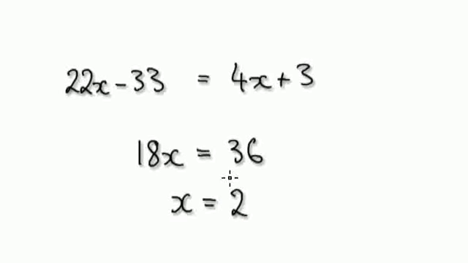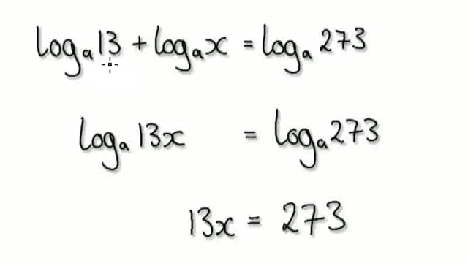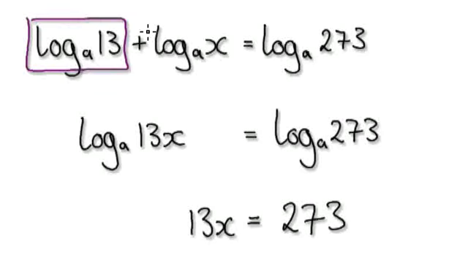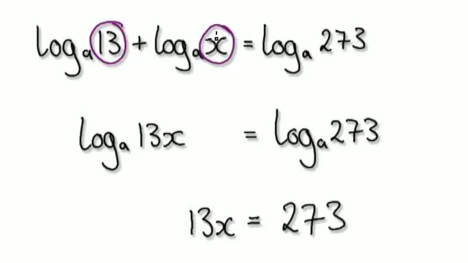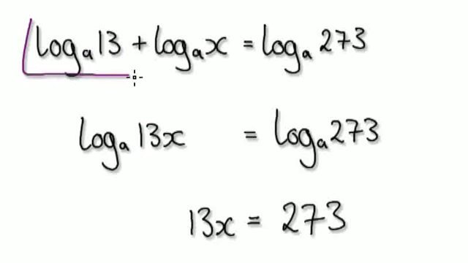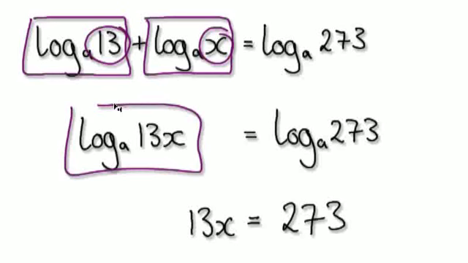Okay, this last one here. You've got one block plusing another block. So when you have a plus, you can get this times this. So 13 times x will then give you this. Basically, you've got a log block plus another log block, so you can multiply the two together. That will then give you this.